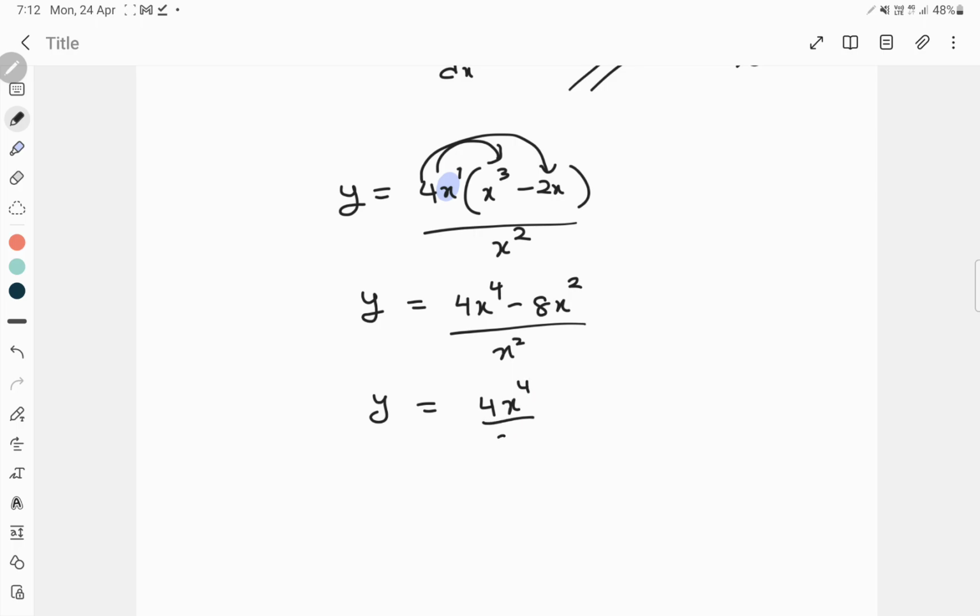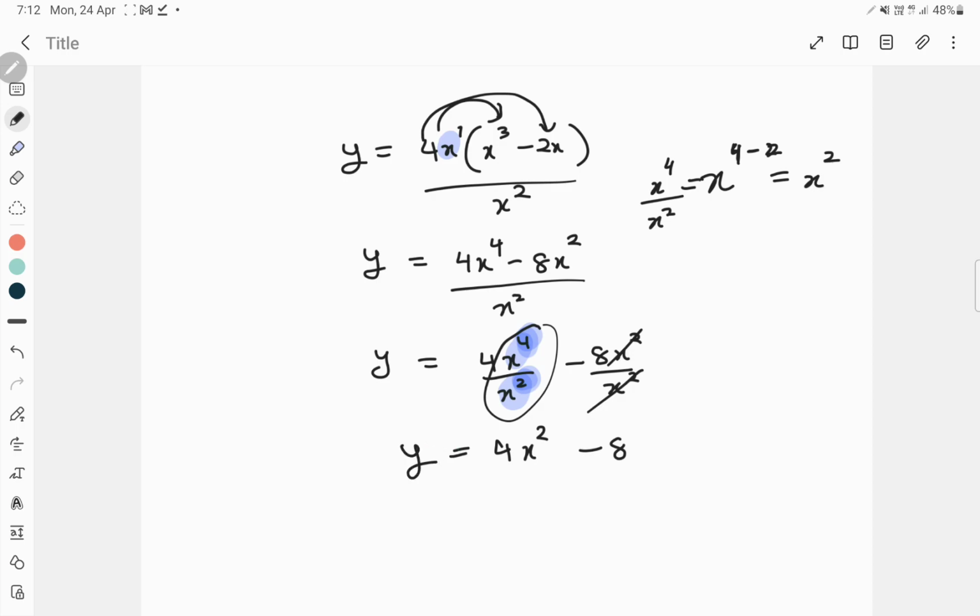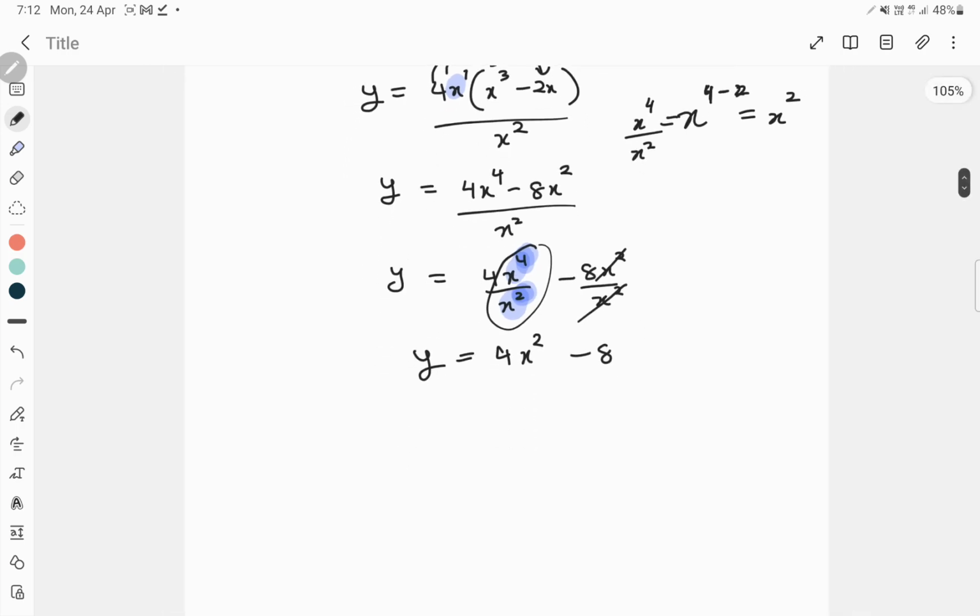So 4x to the power 4 divided by x squared, minus 8x squared divided by x squared. Can you see here, these two terms get cancelled off, so it just becomes 8. And in this case, you know that in this rule, if you have two bases as division, you can subtract the powers. What's 4 minus 2? So x to the power 4 divided by x to the power 2 is equal to x to the power 4 minus 2, that's going to be x to the power 2. So instead of this part, I can write 4x to the power 2. Still we didn't differentiate, this is just the simplified y.